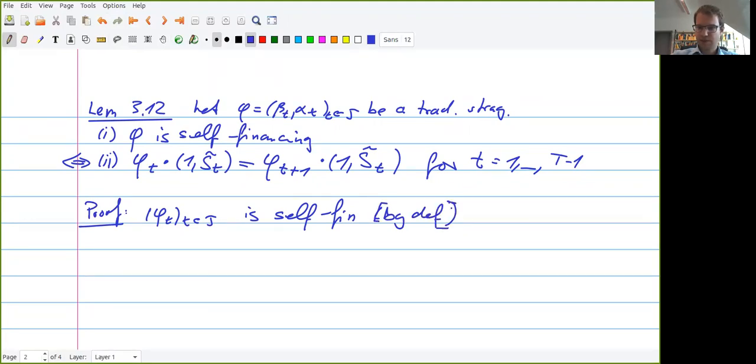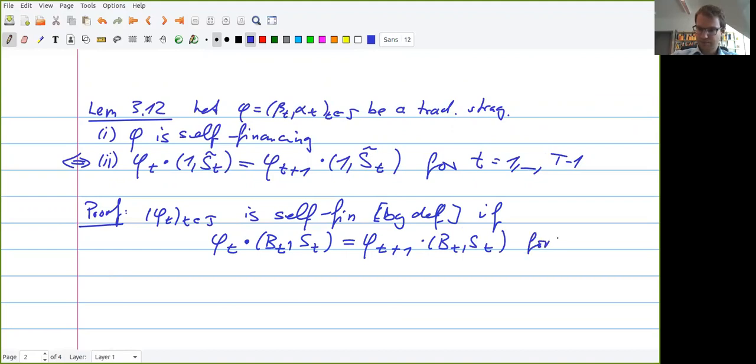This is that if we have that the money we hold at the end of the t-th trading period equals the money we have at the beginning of the (t plus 1)-th trading period. So this is just the definition of self-financing, for t equal 1 up to T minus 1.